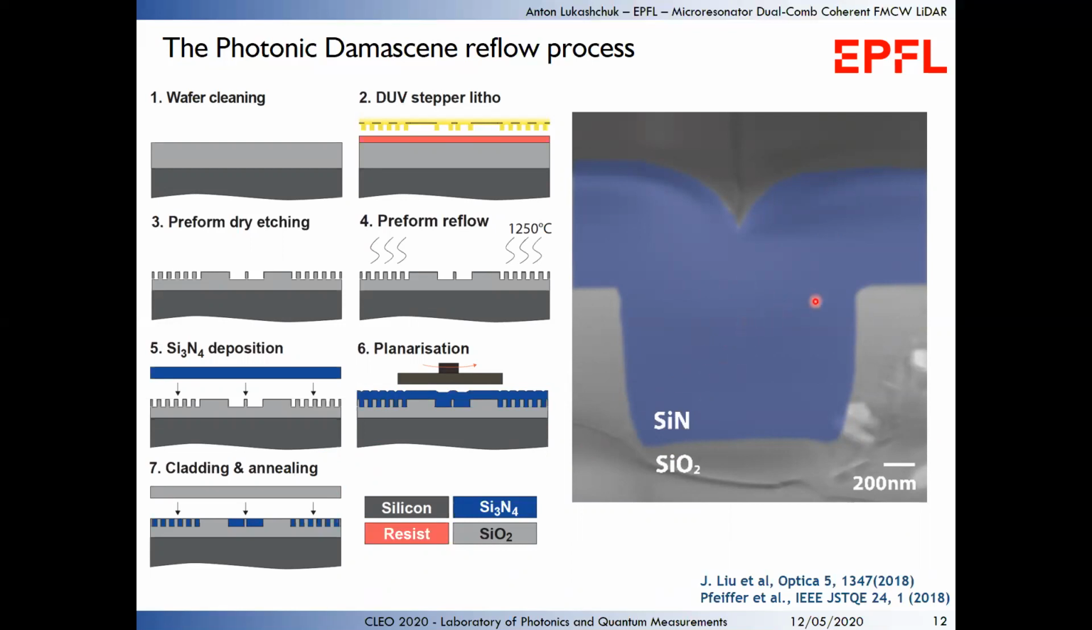Those microresonators have extremely low losses, and this was enabled by the Photonic Damascene reflow process, which was developed at EPFL. I will not go through the details, but I just briefly mention that the main difference is that you do not etch the silicon nitride itself. First of all, you perform etching of the silica, then you perform reflow, and only then you deposit silicon nitride. And you perform planarization to get rid of the excess silicon nitride, and then you perform cladding.